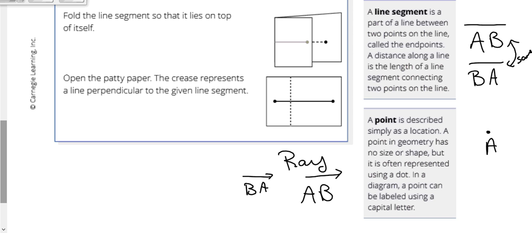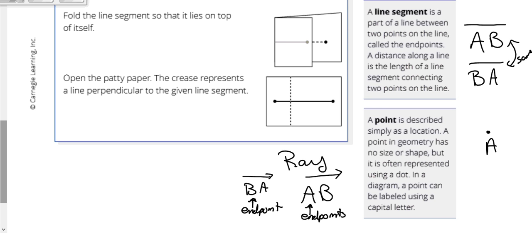The first letter is the endpoint on the ray. So different letters, different endpoints. Okay. All right. So just some basic notation. You're going to get some more practice with it with Mathia, and we will touch base on it.